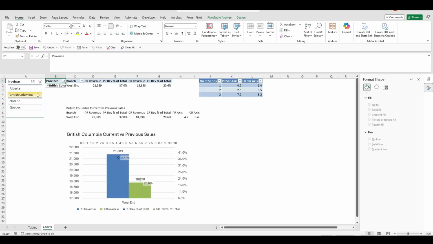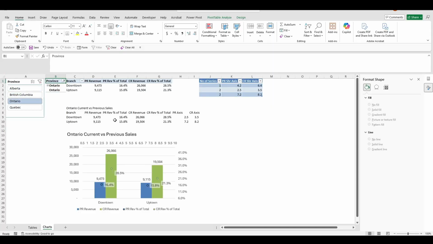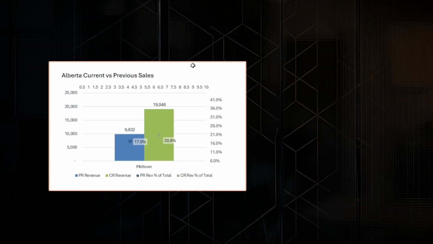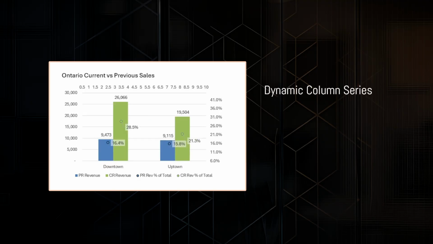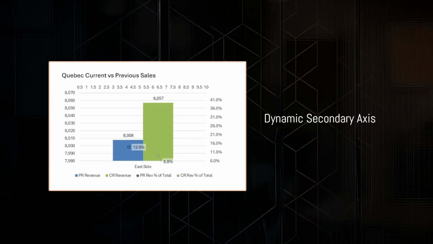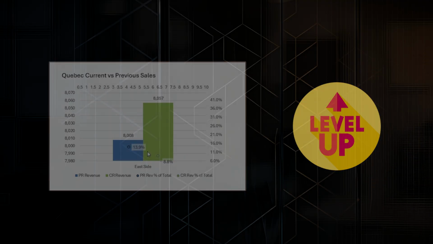In this video, you'll be learning how to create a dynamic secondary horizontal axis. As you click a pivot table slicer, not only will your column series be dynamic, but your plotted points along the secondary horizontal axis will be as well. Stay tuned. Let's level up together.